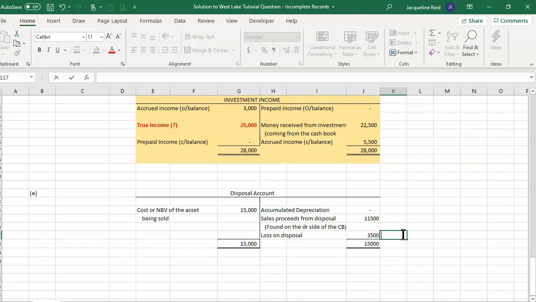And this loss is an expense. So you will see it recorded in the trial balance as a line item under the debit column, because losses are seen as expenses.